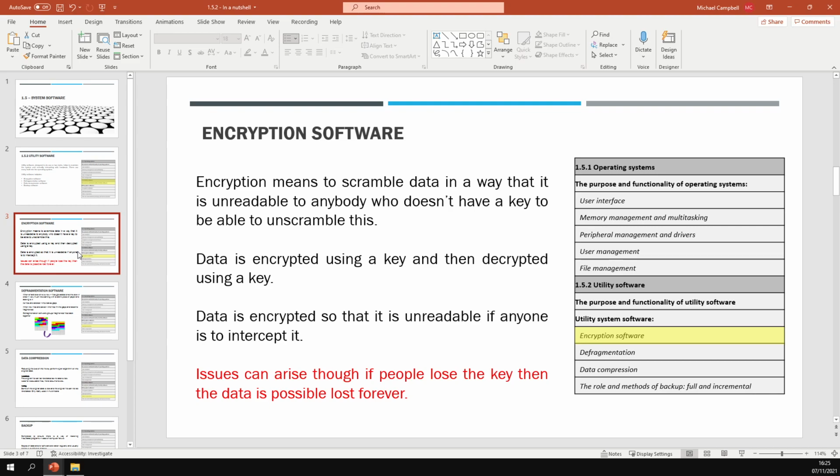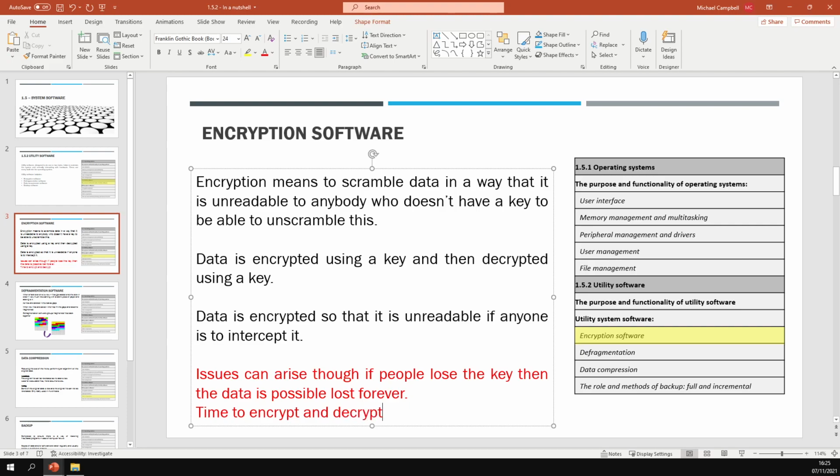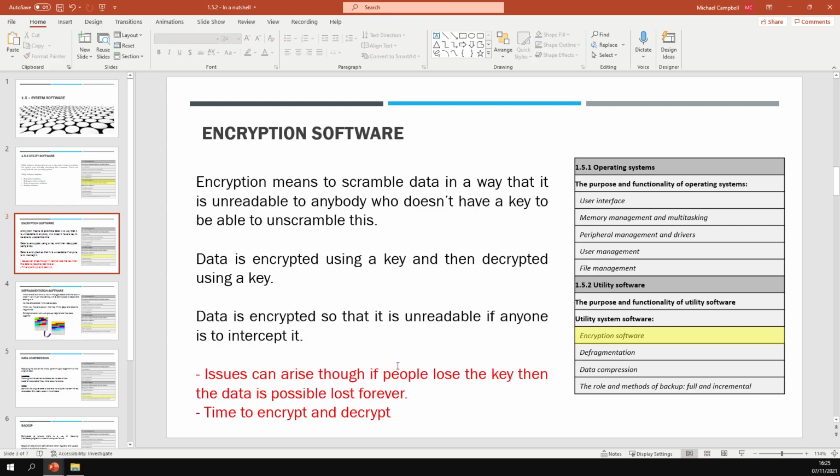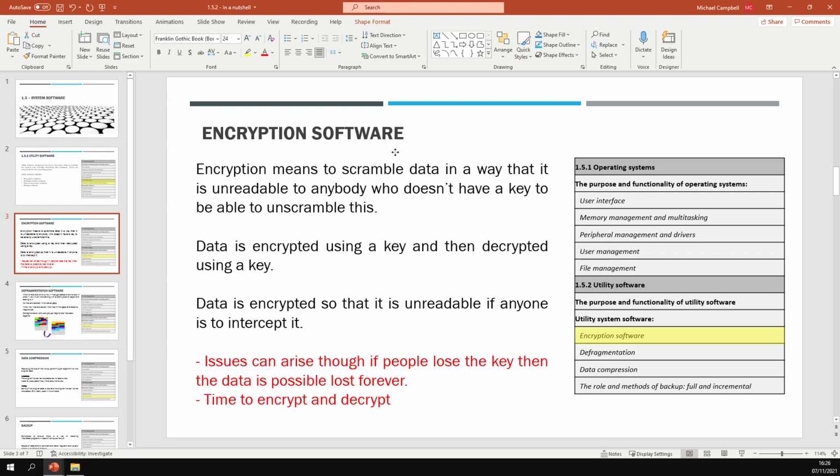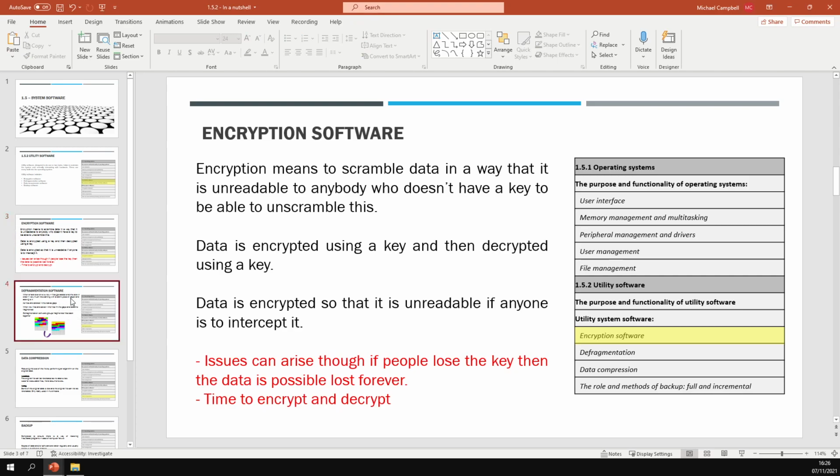The issues of encryption, the negative side to it: obviously there's some effort and time to encrypt and decrypt. It's not going to be massive on a computer, but it does still add some time. But the issue can be if people lose the key, then the data's possibly lost forever, or at least it's going to be difficult to get back. Okay, so that's encryption. I'm going to whip through these because they're quite easy.